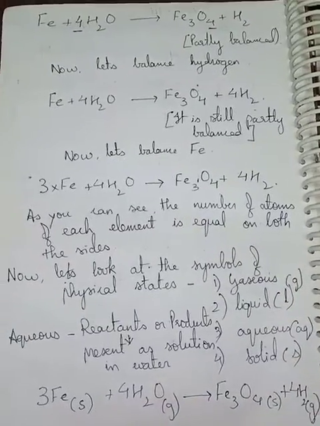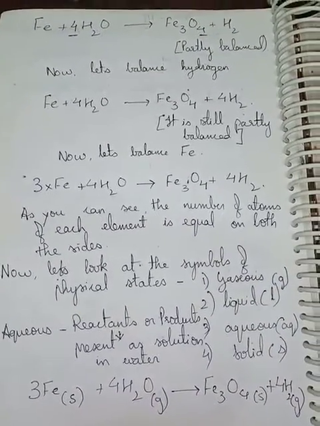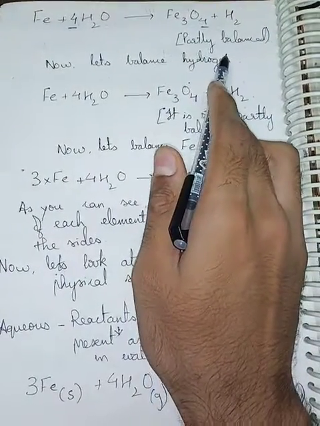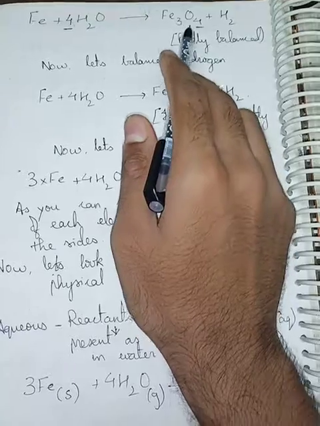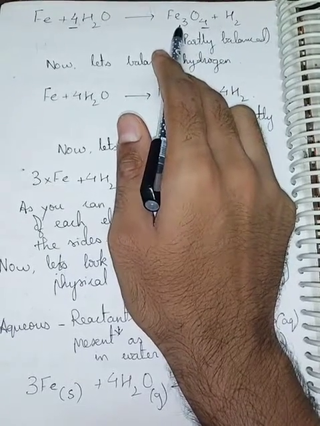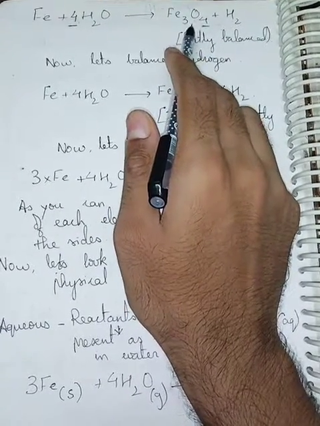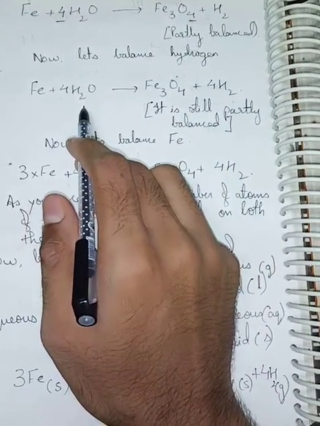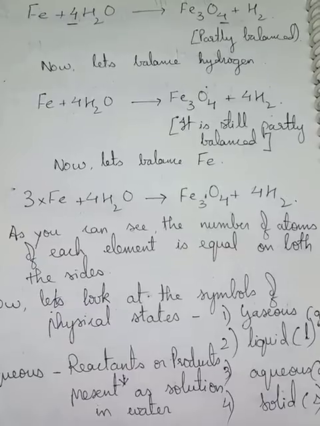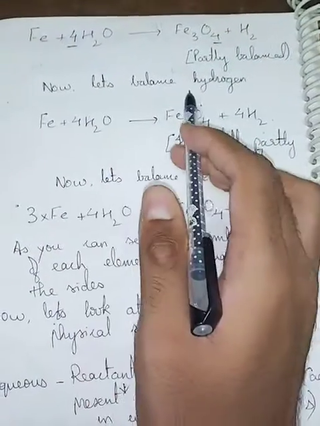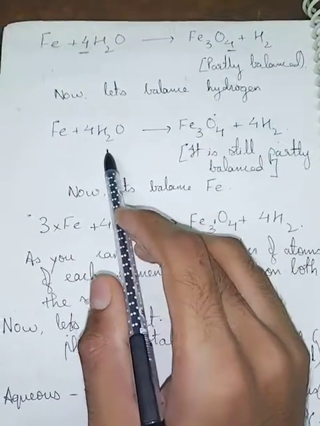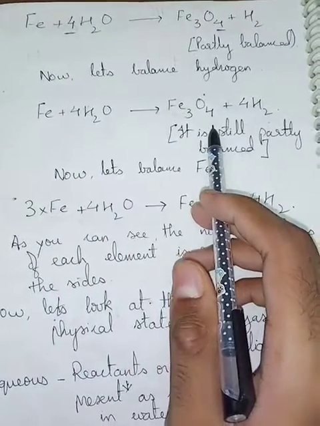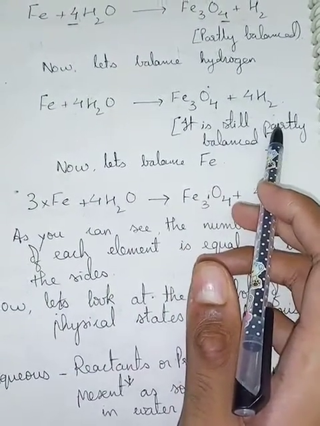So if you can see here, Fe plus 4H2O gives rise to Fe3O4 plus H2, and this is partly balanced. Why we call it partly balanced is because here iron is not balanced, only the oxygen is balanced. So now we need to balance hydrogen. Fe plus 4H2O, which gives rise to Fe3O4 plus 4H2.